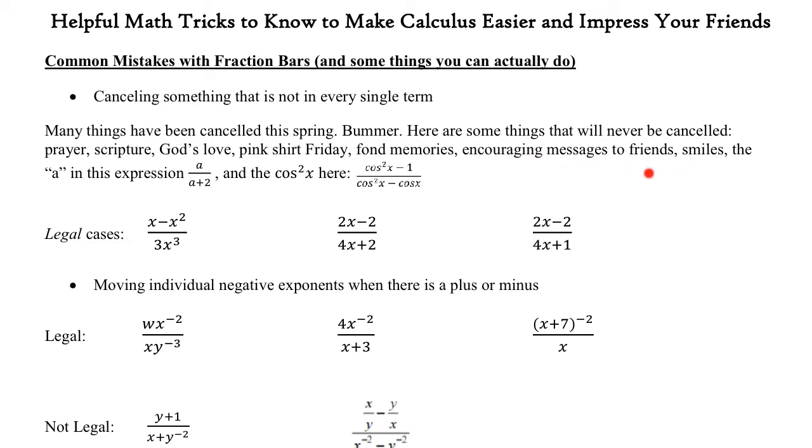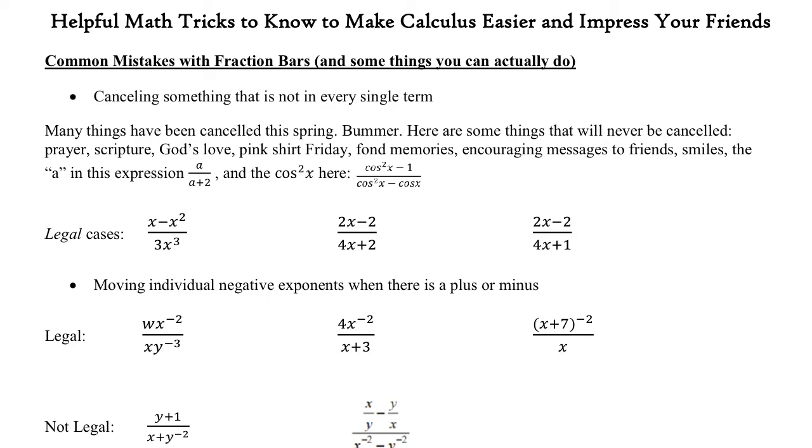Smiles, even in hardship. The A in this expression, A over A plus 2, that can't cancel. Never should. How about the cosine squared here? This was from our worksheet, and a lot of you tried to just cross off this cosine squared. No. That should never cancel, not directly. Maybe if you did some other trickery, but not as is, because you've got this minus 1 and this minus cosine. There's not a cosine squared in every single term, therefore it cannot get canceled out.